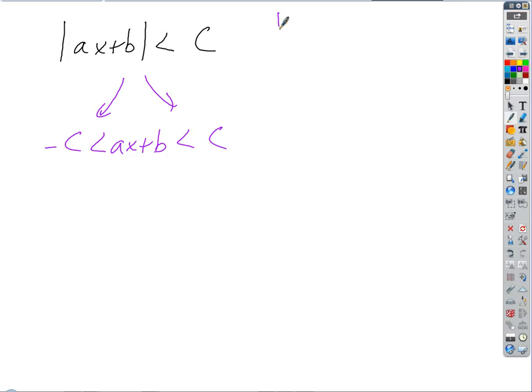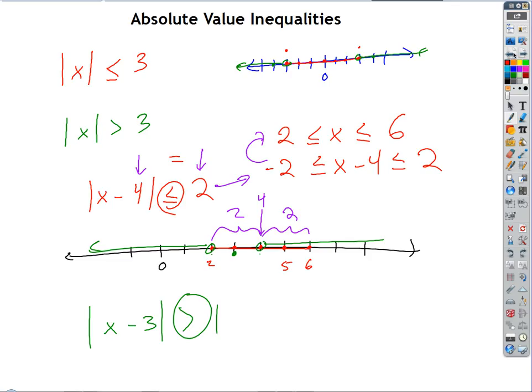Okay. What if we had something like this: the absolute value of AX plus B is greater than C? Now whatever is behind my hand would have to be more positive than C, or more negative than negative C, right? And that's what we saw when we graphed these things back here. If we had the absolute value of X minus 3 is greater than 1, then X had to be further away from 3 than 1, so we had to spread out sideways.